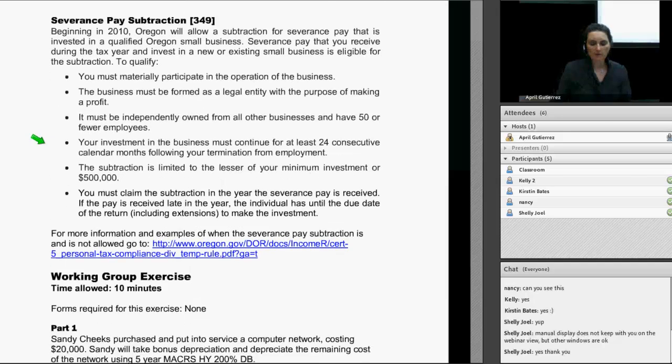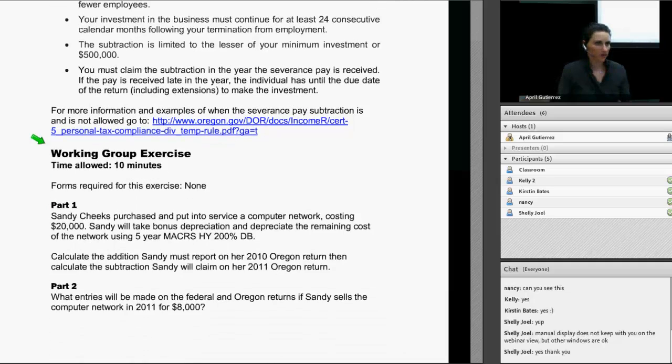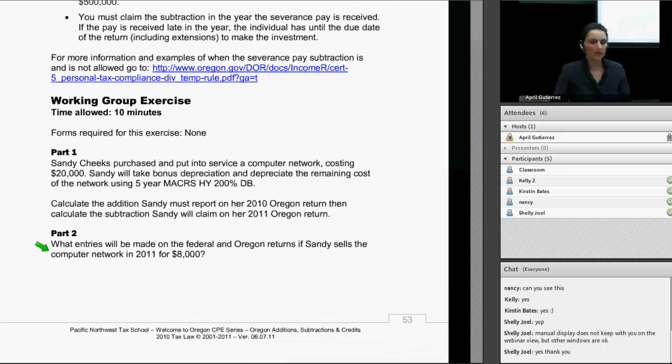So remember earlier we looked at that working group exercise on page 53 and it had two parts, part 1 and part 2. Well, we did part 1 and now we're going to take a look at part 2. Same Sandy Cheeks, but this time we're going to figure out what happens if Sandy Cheeks turns around and sells this asset for $8,000. So remember that Sandy had a difference in depreciation between the federal and Oregon in 2010. And then we asked you to figure out what that difference in depreciation would be for 2011 in part 1. Well, in part 2, now she's going to dispose of it.